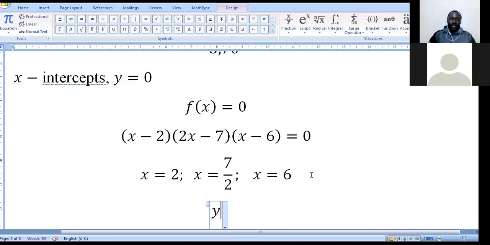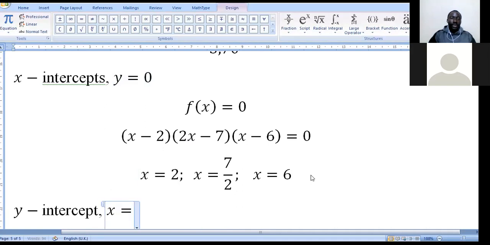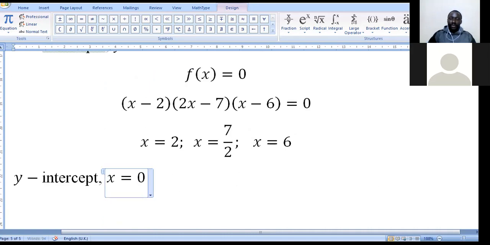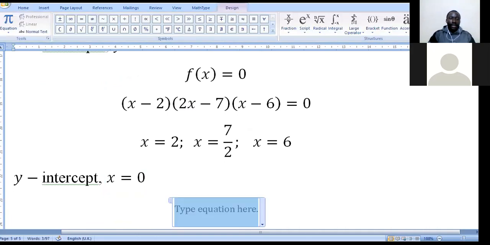Then for the y-intercept, we have x equals 0. So when is x equals 0? Well, that means we find the value of the function when x is equal to 0. In other words, where there is x, we write 0.